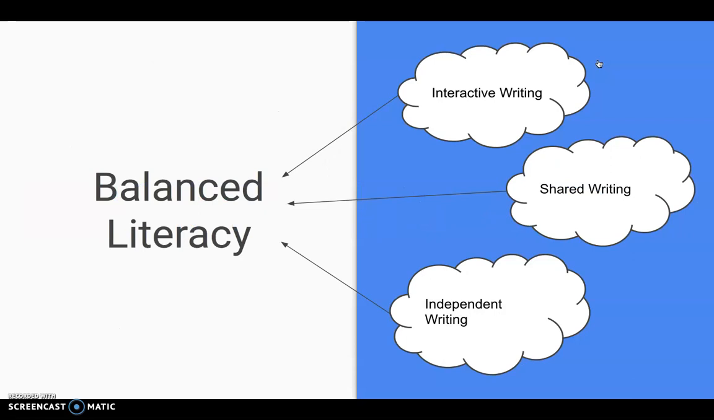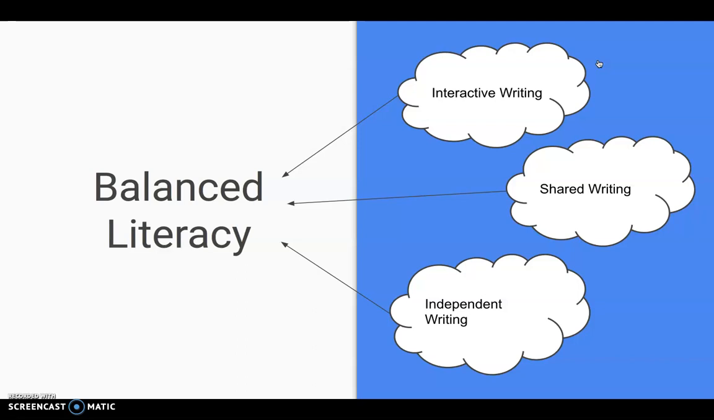So first we'll talk about balanced literacy. Balanced literacy includes interactive writing, shared writing, and independent writing. During the interactive writing, students and teachers will do a writing activity together and share the pen. So the teacher will write something and then give the pen for the student to write something, and that's how that works. Shared writing is when the teacher uses the pen and acts as a scribe to write the student's ideas and summarize his or her thoughts.